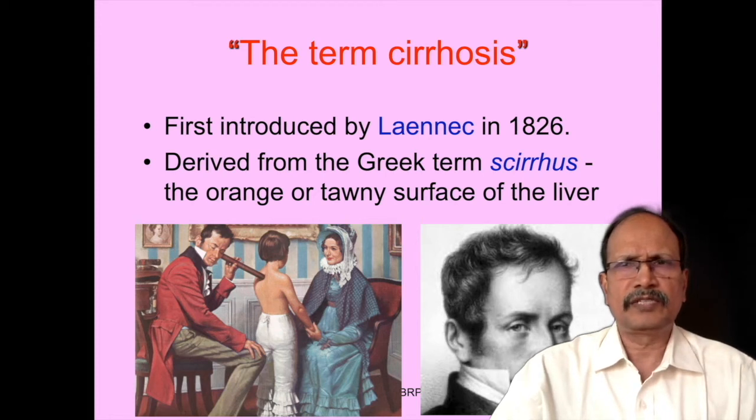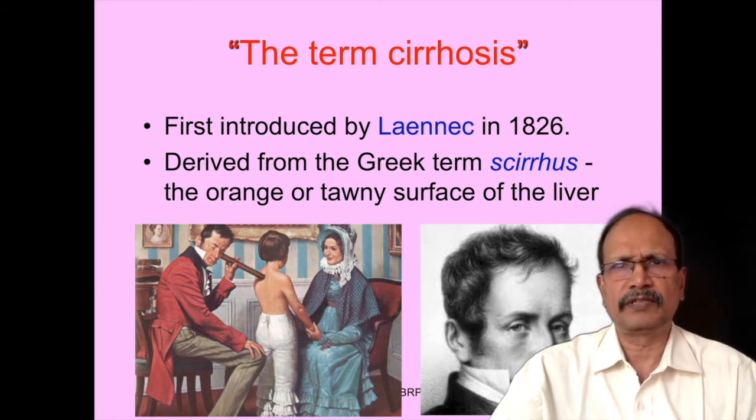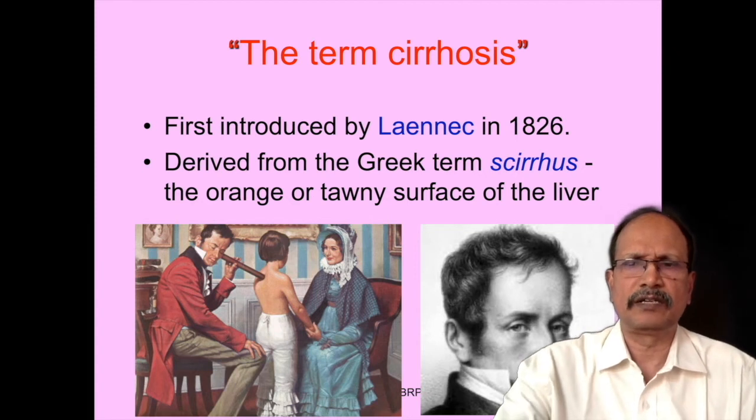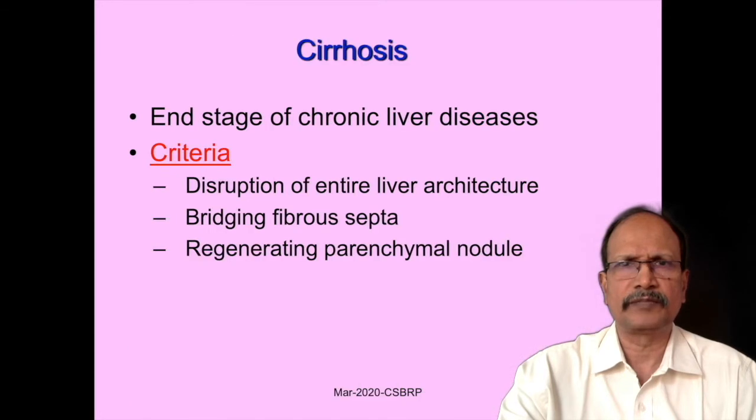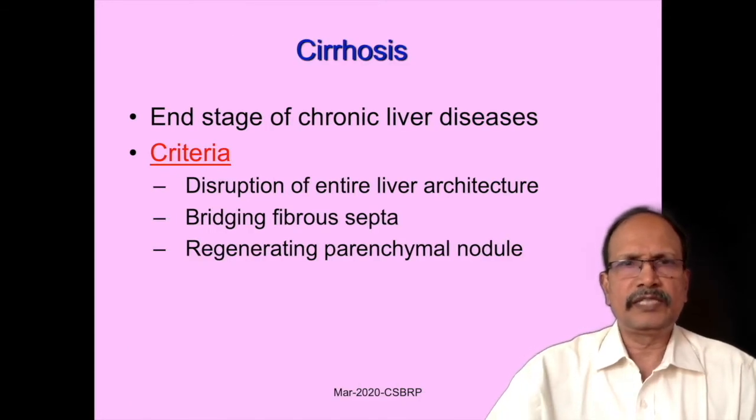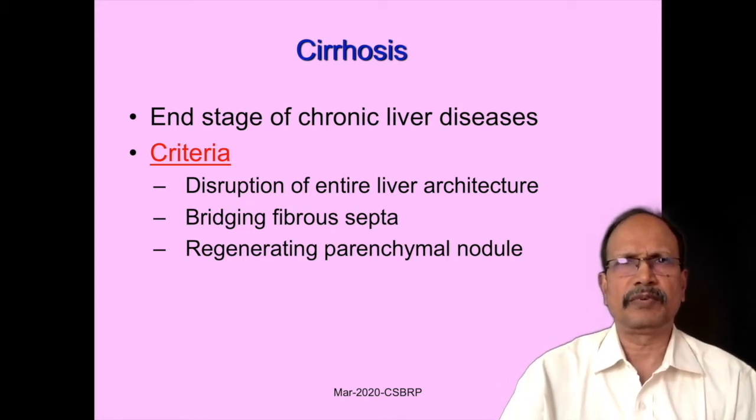And cirrhosis is derived from a Greek term skirros, meaning orange or tawny surface of the liver. That means it is a yellowish orange colored surface of the liver that is commonly seen in the case of cirrhosis. And cirrhosis is an end-stage chronic liver disease, and there are three criteria that must be satisfied in order to call a liver to be involved in cirrhotic process. One is loss of architecture, second is bridging fibrous septa, and third is regenerating nodules.